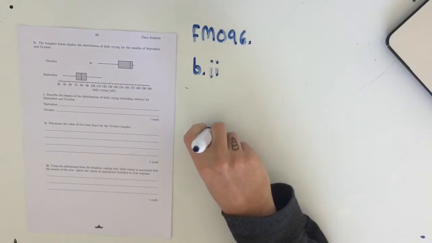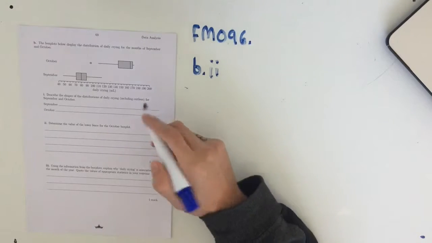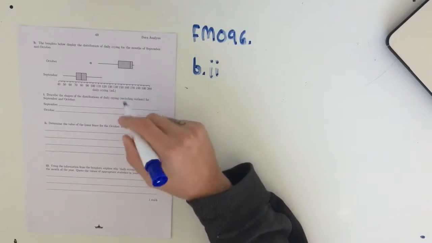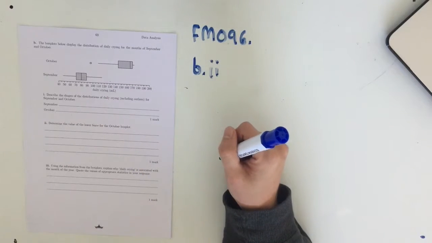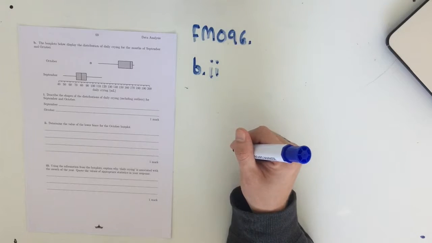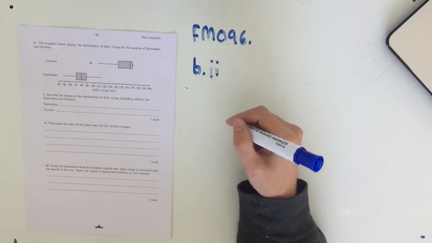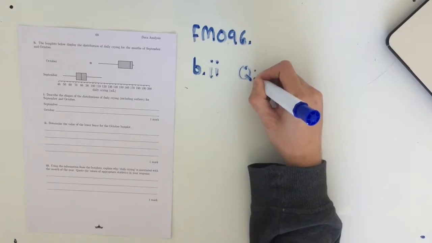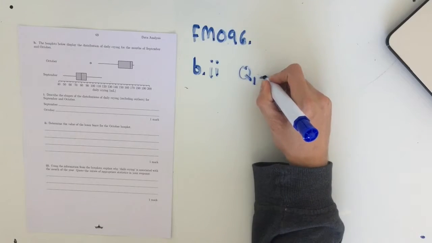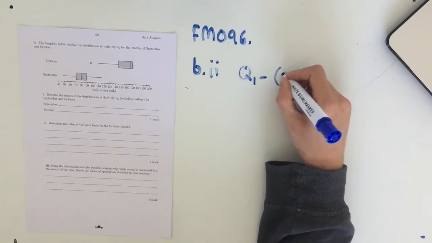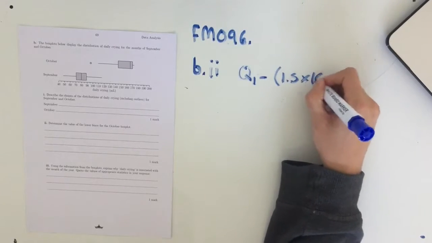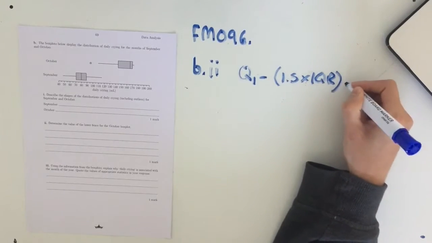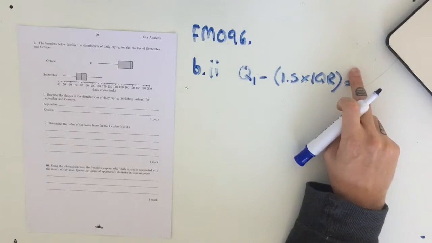Determine the value of the lower fence for the October box plot. Looking here, we're probably going to make these a bit more accurate by the time you have them, so you might have a grid or something behind. But for part BII, to find the lower fence, we use Q1 minus 1.5 times IQR. That's our equation for finding the lower fence.